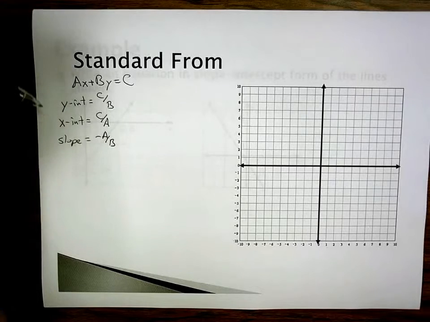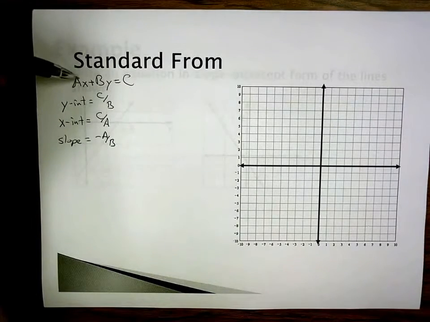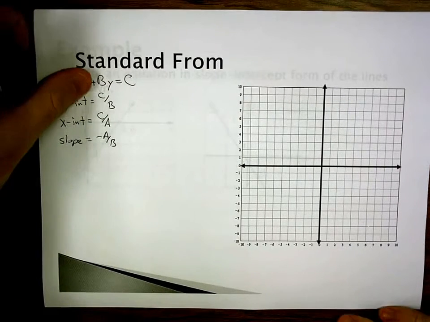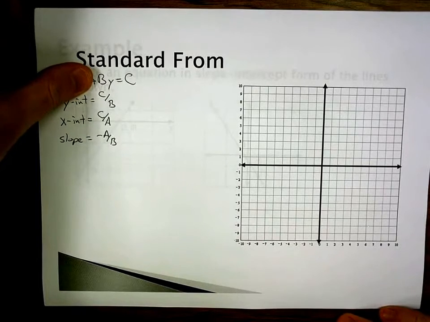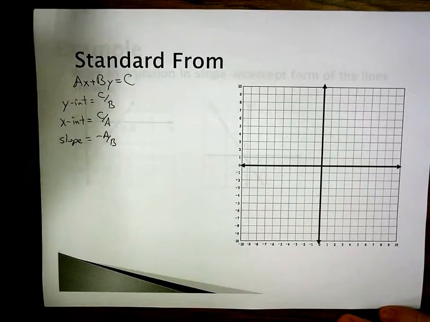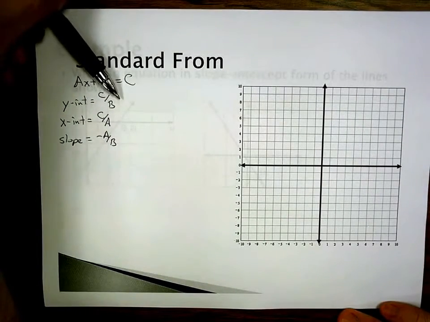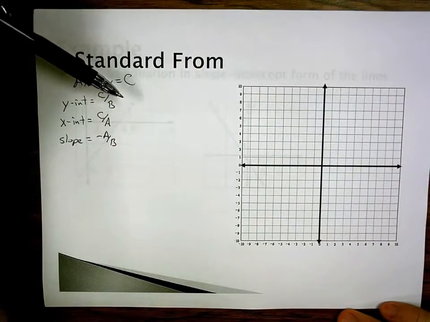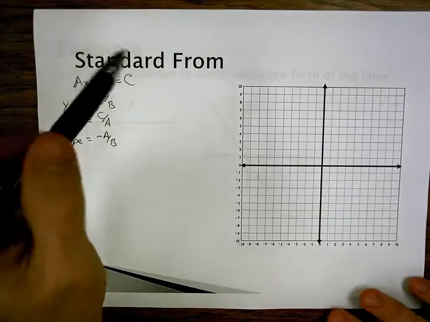Now the y-intercept and the x-intercept, we actually get those from setting the opposite variable to 0. So if I set x equal to 0, and I solve for y, I would get c over b. If I set y equal to 0, and I solve for x, I would get c over a, which give me each of the intercepts. So that's maybe a shortcut for it.